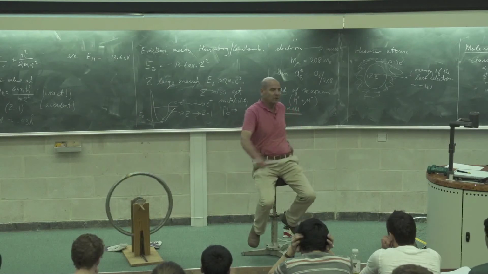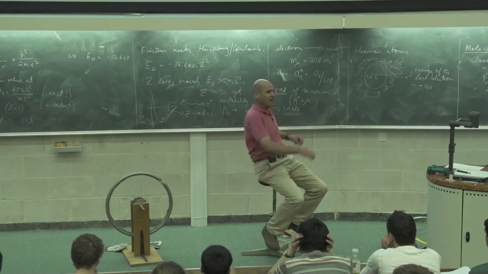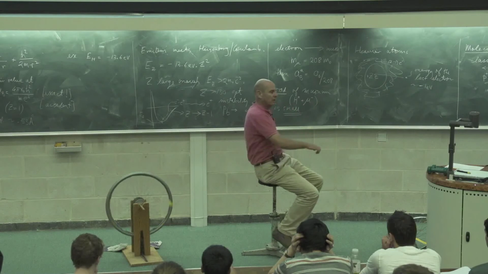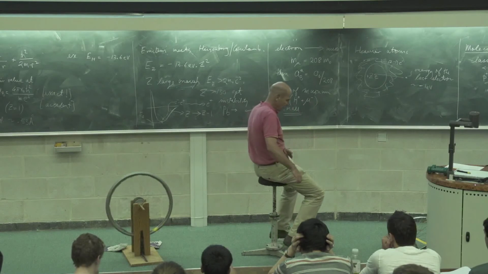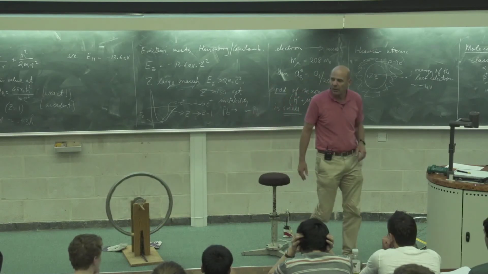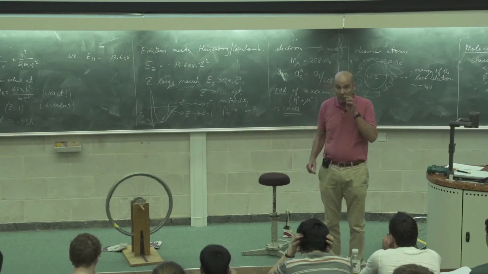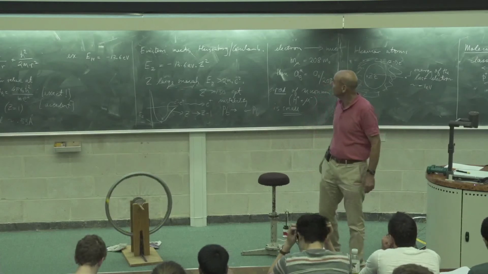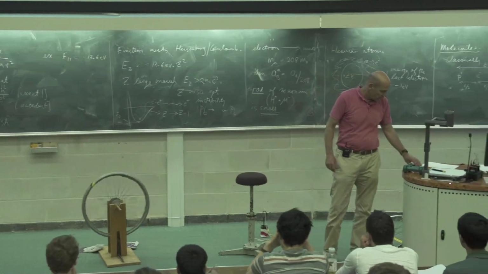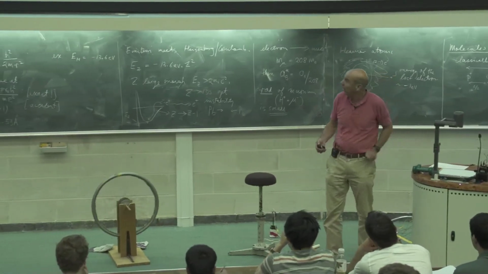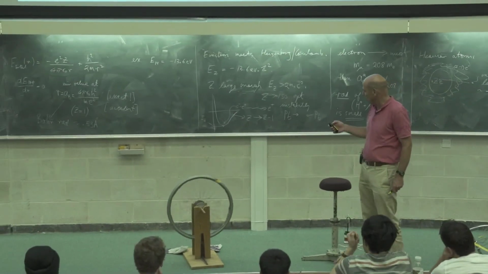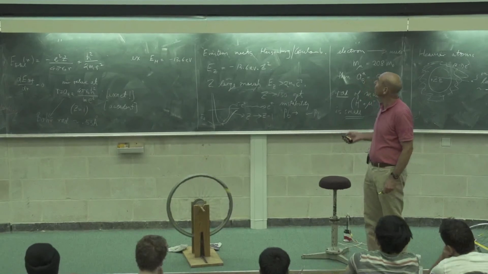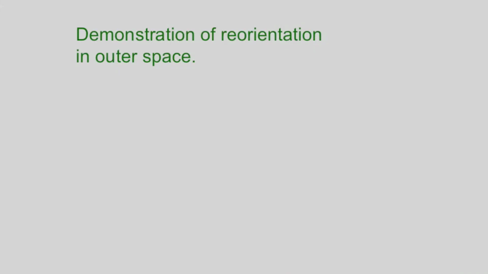But this is a very smooth seat, and you can see that only by a very small friction can I gradually turn round. And that is the problem that is solved by this sort of angular momentum conservation. So motion and orientation change when you change your constituent parts, if you like. So this is the demonstration of reorientation in outer space.